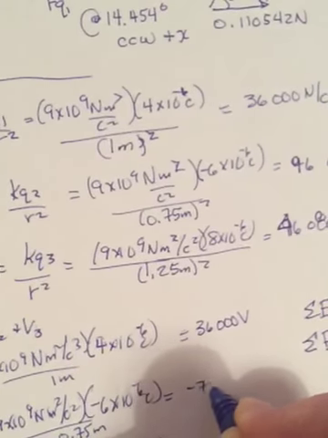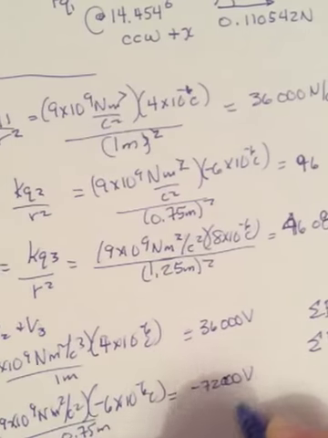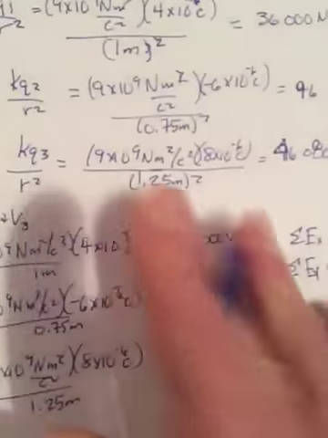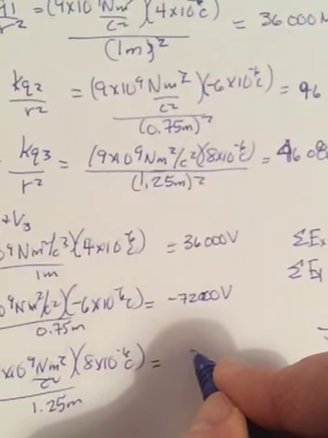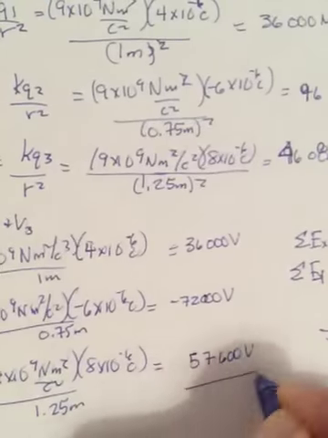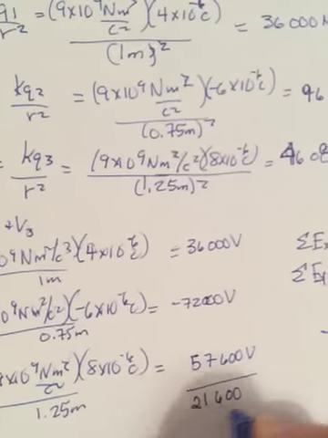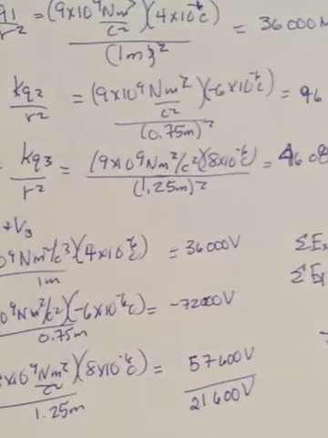You get negative 72,000, I think I have it in the right order this time, volts. And you get 57,600 volts, and when you add them up, 21,600 volts. Okay, so that's number 24.